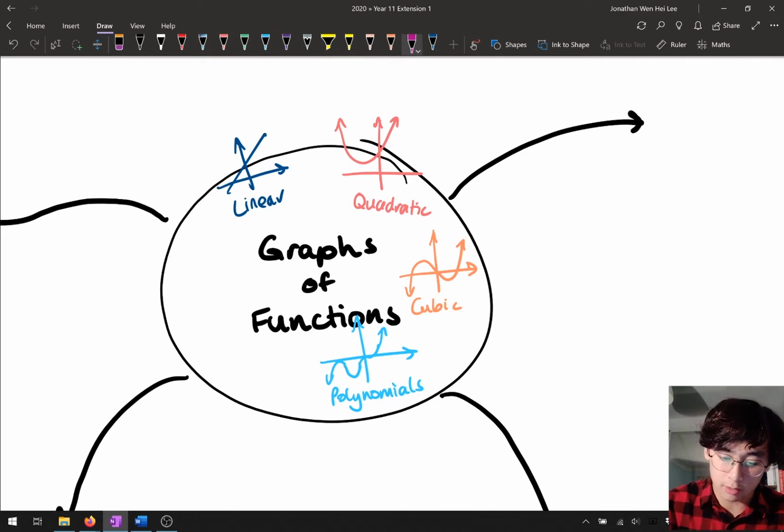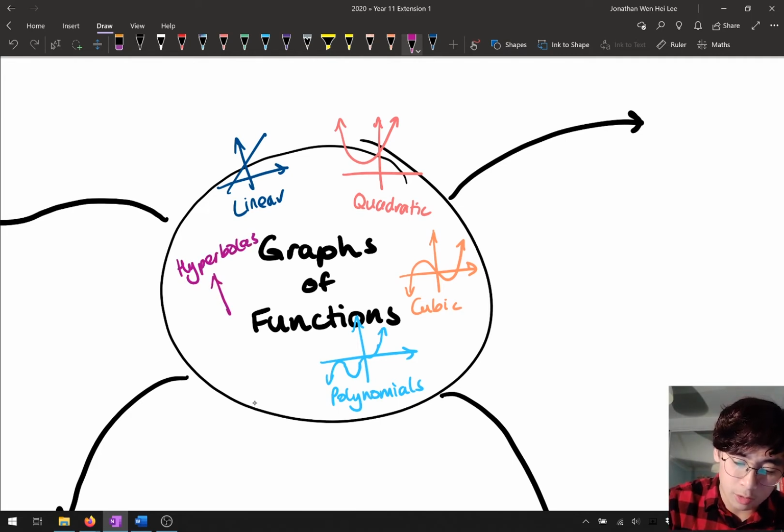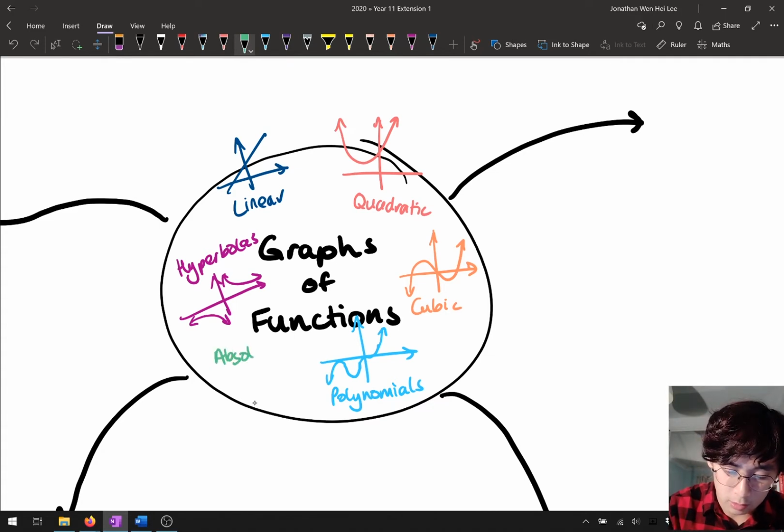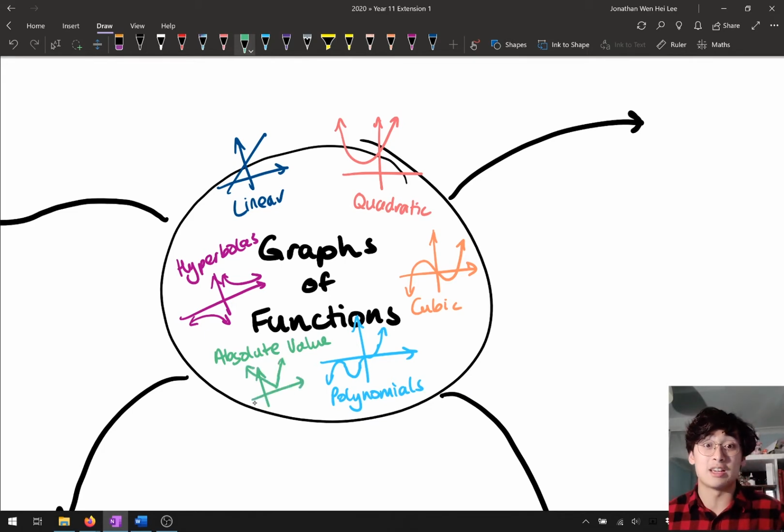And then in Advanced, most recently, we've been looking at reciprocal functions. No, they're not called reciprocal functions, they're called hyperbolas, where you've got 1 over x and two branches that make up the hyperbola. We also looked at absolute value functions very recently. They kind of look like a big old V, and we had a look at that at the start of this year in Extension 1.